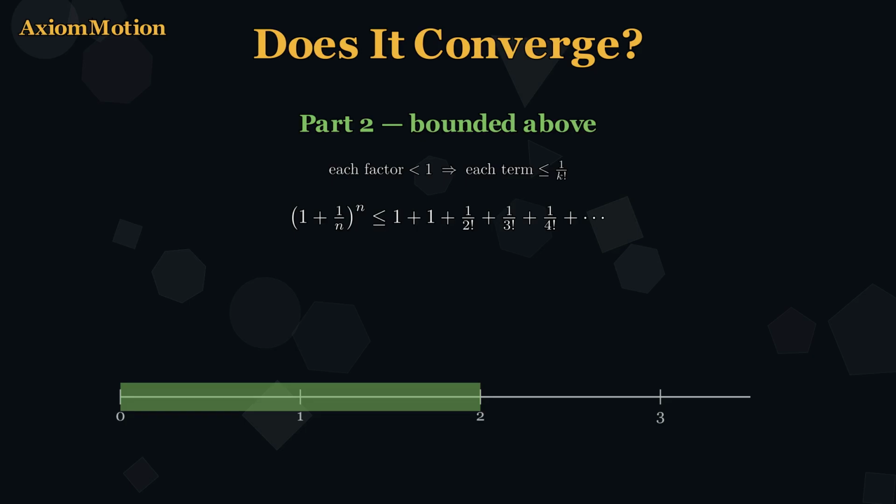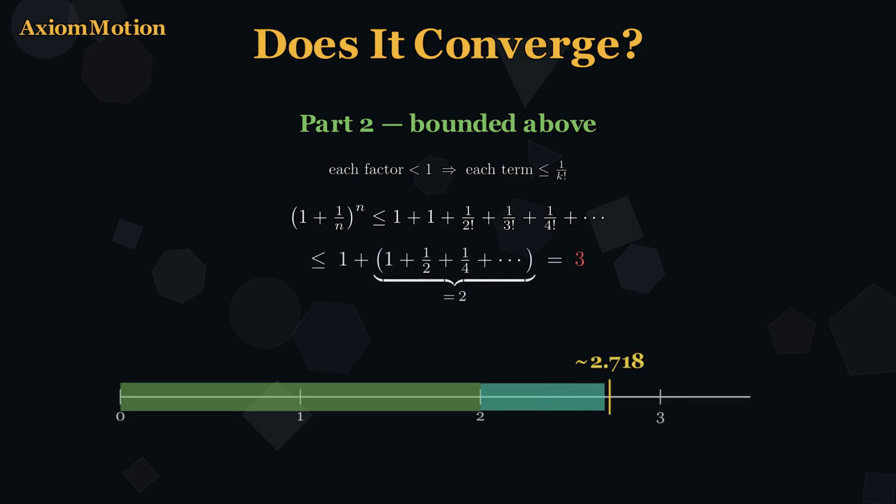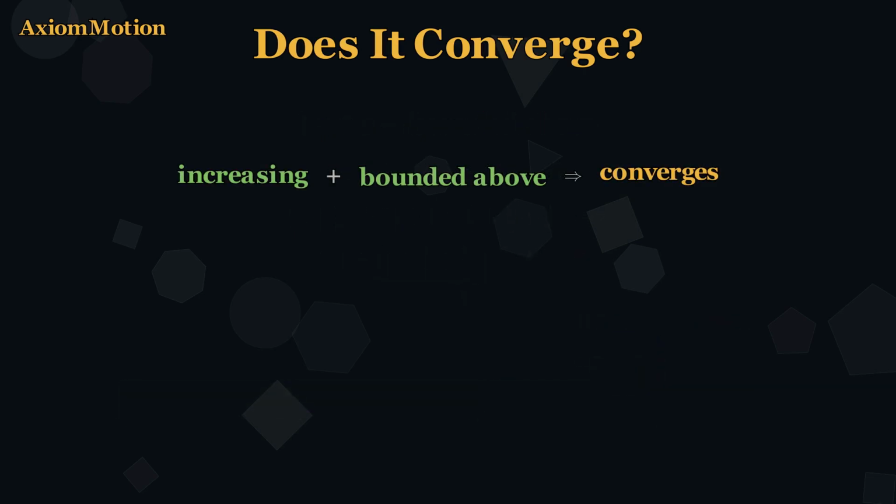Now the key step. 1 over k factorial is never more than 1 over 2 to the k minus 1. Those halves form a geometric series summing to exactly 2. So the whole thing is at most 1 plus 2, which is 3. The sequence never reaches 3, always rising forever below 3. By our principle, it must converge to a limit.